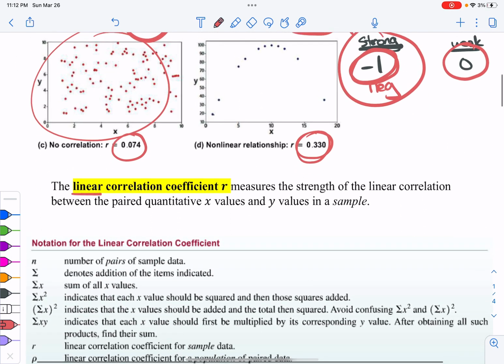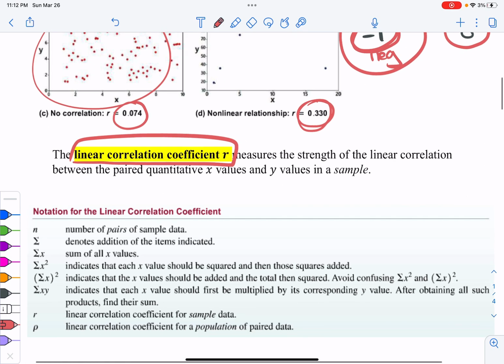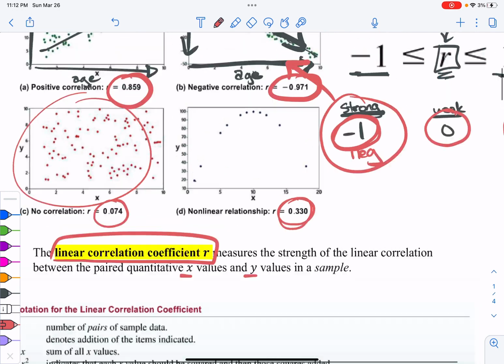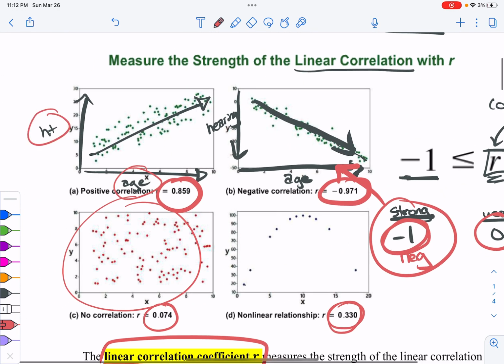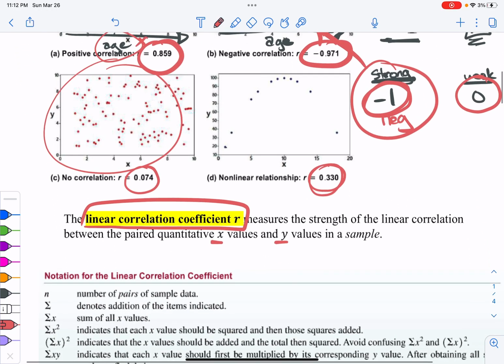Linear correlation coefficient R is going to take into consideration your X values and your Y values. So you'll have 2 sets of data, like we were talking about here, like age and height. Okay, so these would be your X's, these would be your Y's, and you're taking that into consideration, calculating, and spitting out what the R value is.